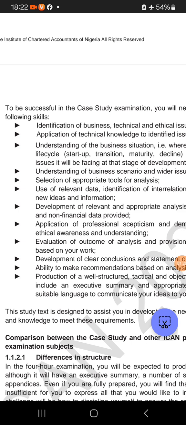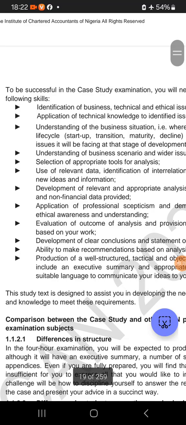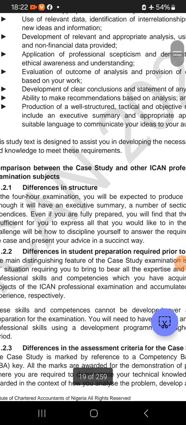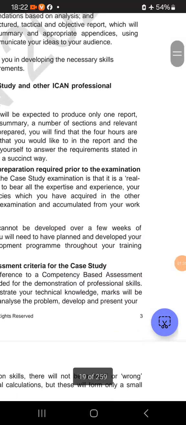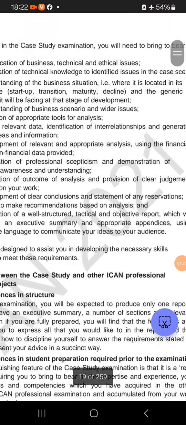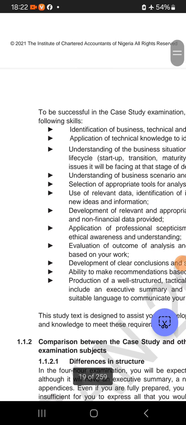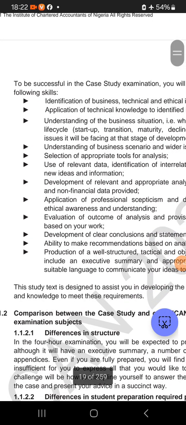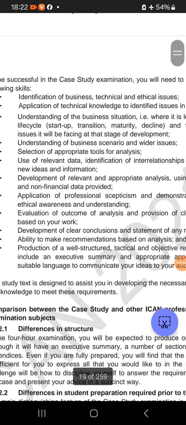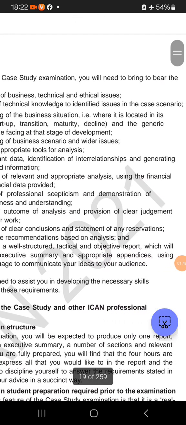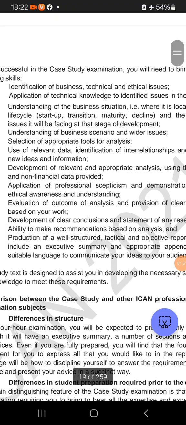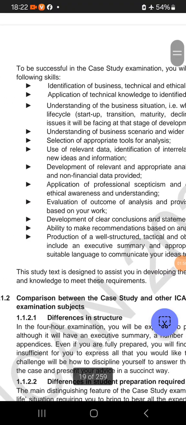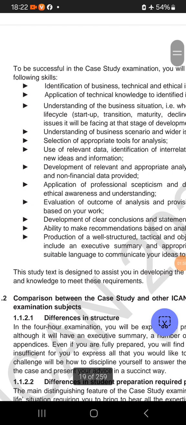And as you will see on your screen now, it says to be successful. I'm taking this from page 3 of the ICAN case study pack. Okay, so going on, it said to be successful in the case study examination, you will need to bring to bear the following skills. That is, these are skills that you must try to possess.